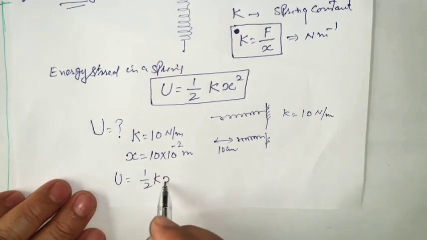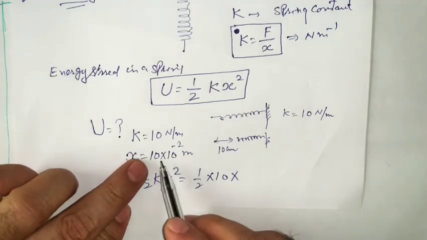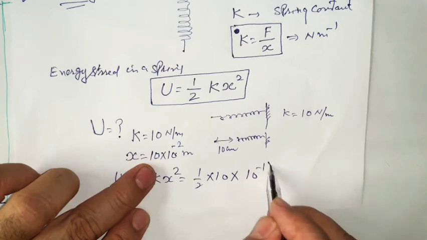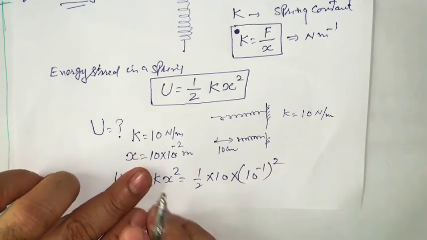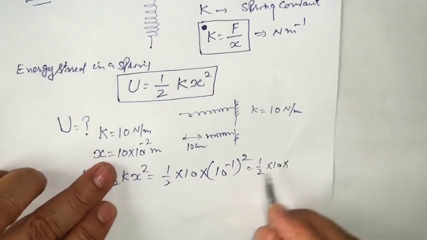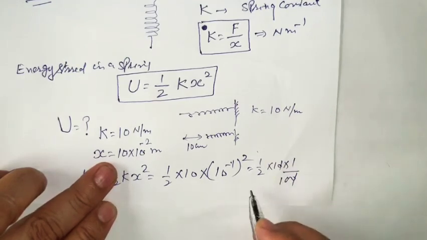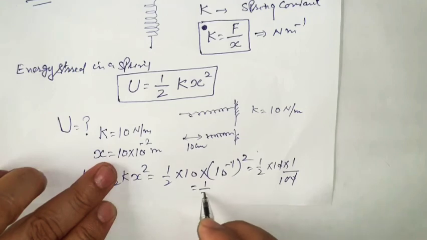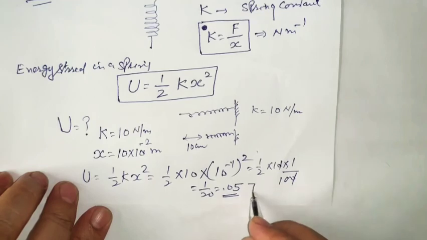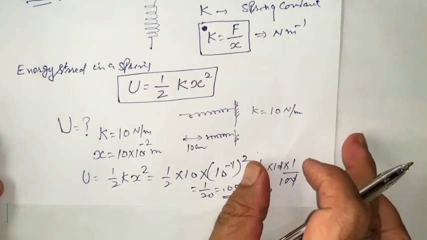How much energy is stored? That is U is equal to half K into X square. Half K is 10 into, you get here 10 power minus 1 the whole square. You get the answer half 10, that is 1 upon 100. You get 1 upon 20, that is 0.05 joules. So U is equal to half kx square.